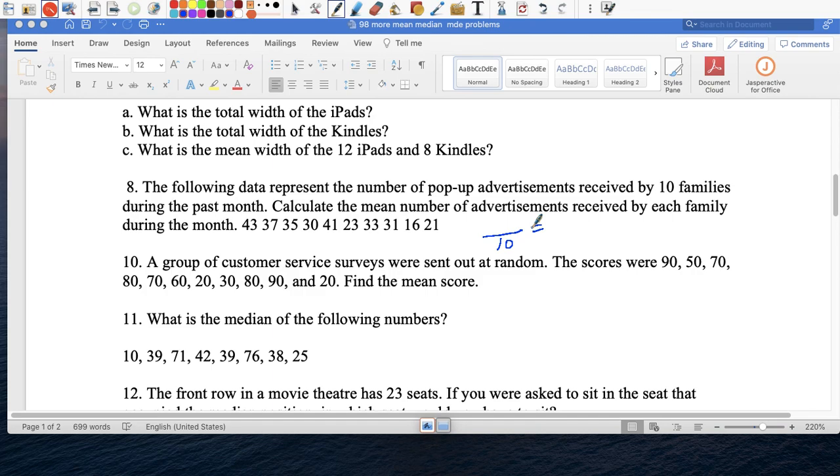43 plus 37 plus 35 plus 30 plus 41 plus 23 plus 33 plus 31 plus 16 plus 21. Enter. 310. Divided by 10. So, on average, the families received about 31 pop-up ads. Wow, they used to be so annoying.